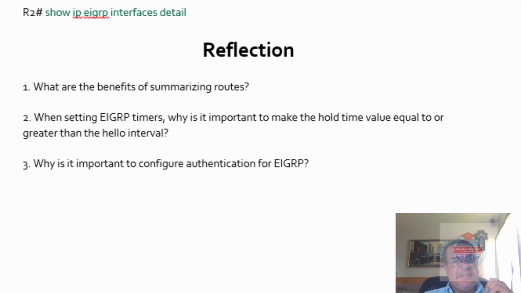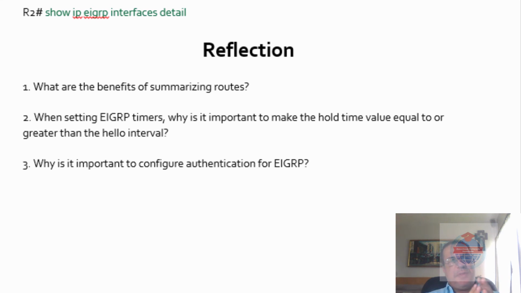Remember that this is in contrast to flat routing, where every route table contains a unique entry for each one of the routes. So the second part is when setting EIGRP timers, what is important is to make the hold time value equal to or greater than the hello interval. Well, guys, if the hold time value is less than the hello interval, the network adjacency goes down. So it's very important that you pay attention that the value for the hold time is going to be equal to 15 seconds, and the value for hello intervals is going to be 5 seconds. Remember that we saw that on the previous exercise.